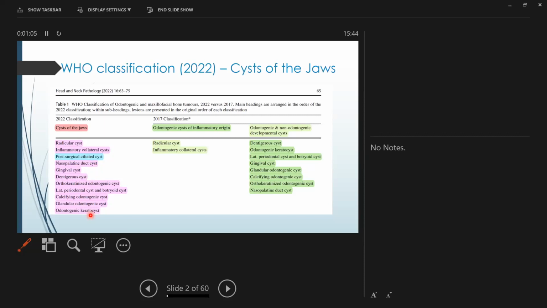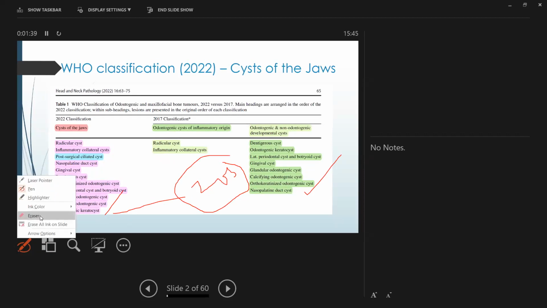so all other cysts are included. And I wanted to tell you one major thing also. In 2005, the odontogenic keratocyst was classified as an odontogenic tumor, a keratogenic odontogenic tumor, but later in 2017 they reclassified it as a cyst only. In 2022 also they continued the same classification as cyst. Only in 2005 it was classified as a tumor because of its behavior. Is it clear until here?